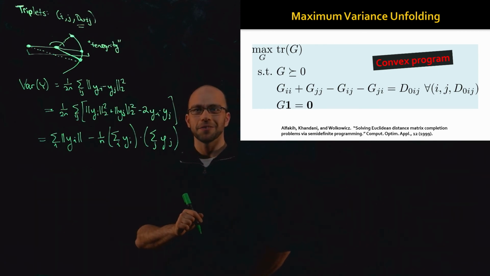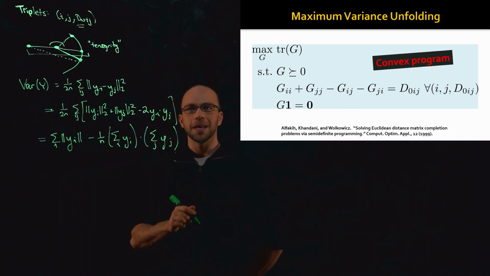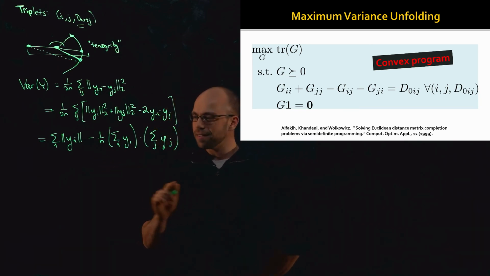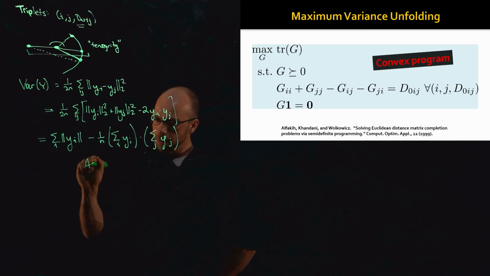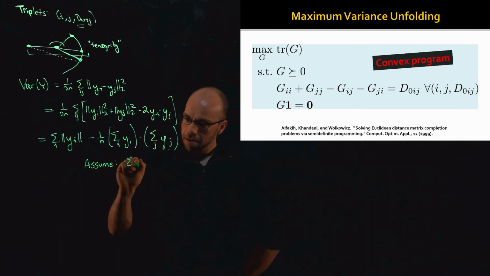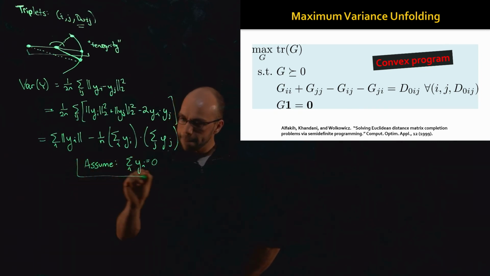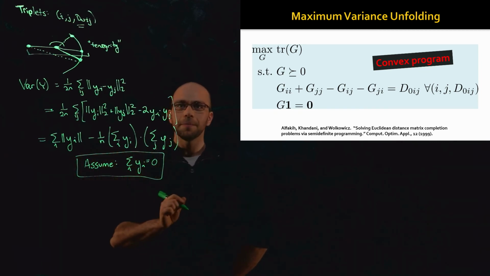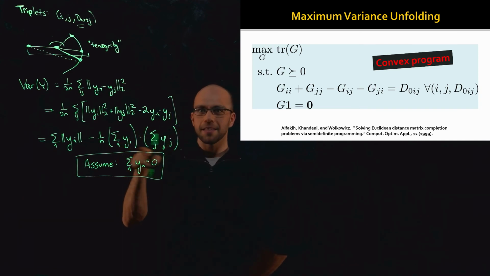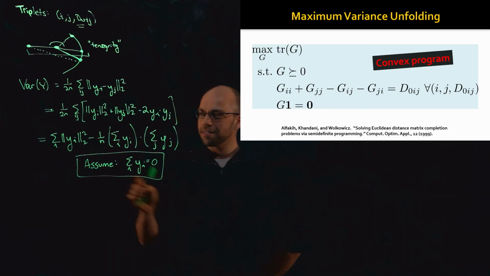So I can kind of factor it this way. Okay, so now, as with many of our embedding algorithms, since we only care about distances, we can safely assume that in our unknown embedding, we want the sum over i of y_i to be equal to 0. We've justified that before. So in effect, that makes the second term 0, and what we're left with is just the first one.